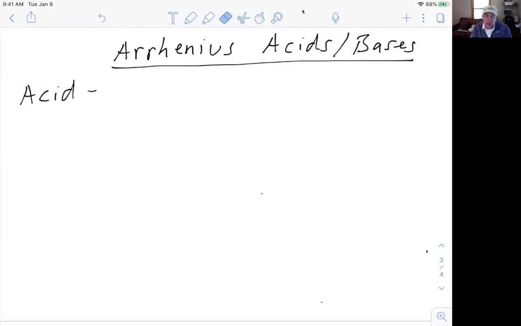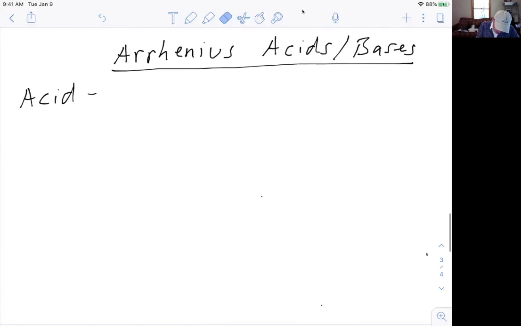Today we're going to start talking about the definitions of acids and bases. There are multiple definitions of acids and bases. The two that we're going to talk about this year in chemistry are number one, Arrhenius acids and bases, and then the second one, which will come in following days, will be Bronsted-Lowry. First one that we're going to talk about is called an Arrhenius acid or base.